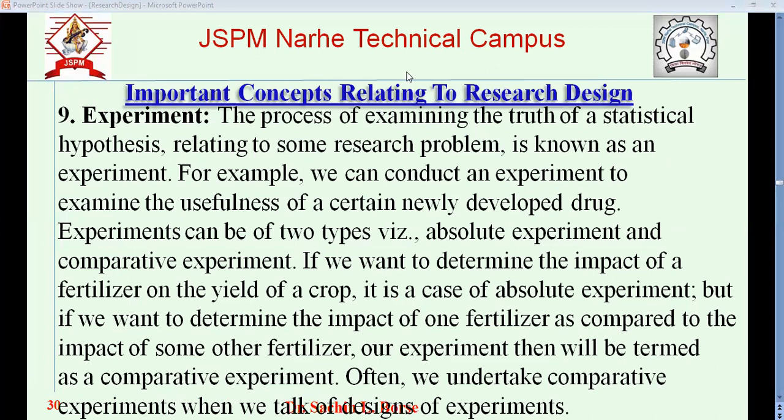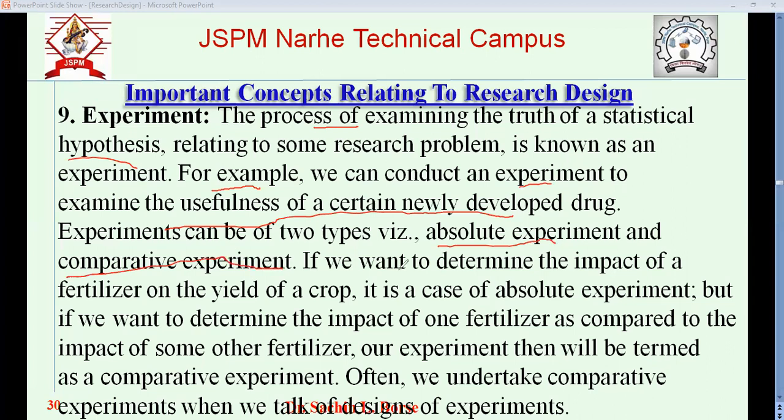Now see what is meant by experiment. Experiment is the process of examining the truth of a hypothesis. For example, we conduct an experiment to examine the usefulness of a certain newly developed drug. There can be two types of experiment: one can be an absolute experiment, and the other type can be a comparative experiment.